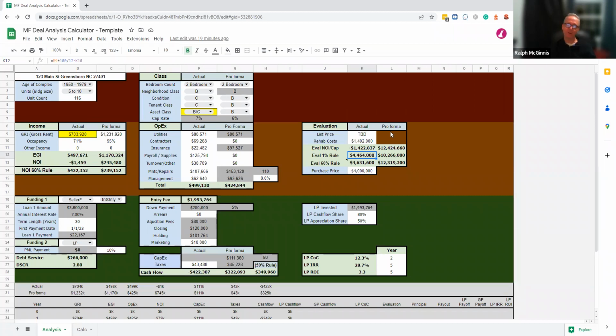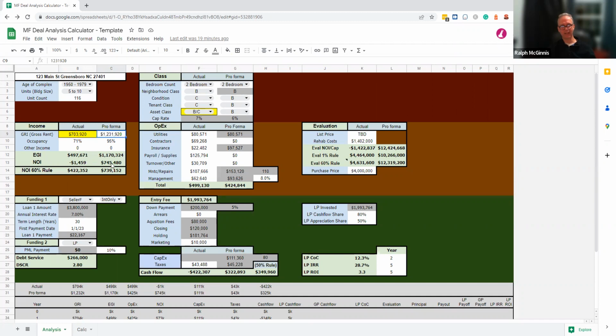So now I'm going to get into the pro forma evaluation. The pro forma evaluation is basically the same, except instead of looking at the actual numbers, we're looking at the pro forma numbers. So we said before that the gross rental income actual right now is 704, but the pro forma is 1.2 mil. So this pro forma evaluation is going off of these numbers instead of these numbers.